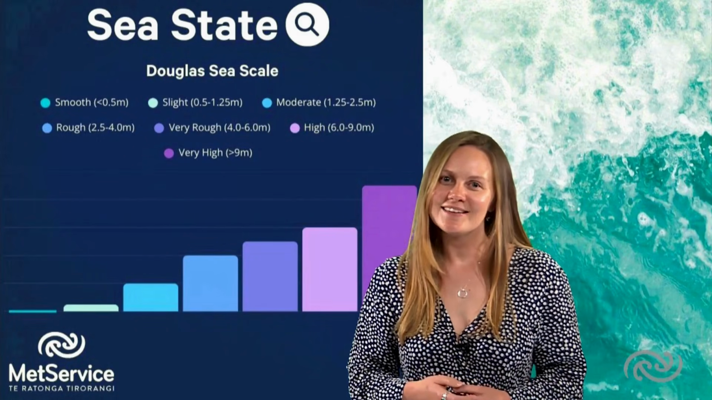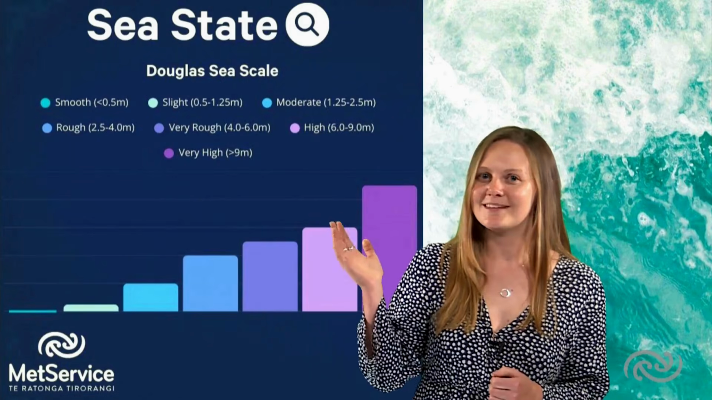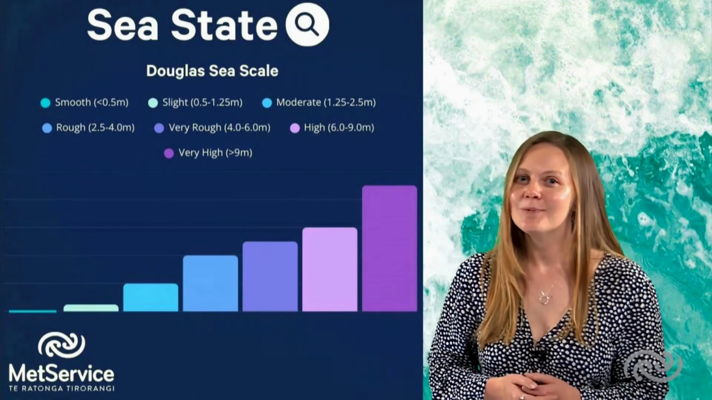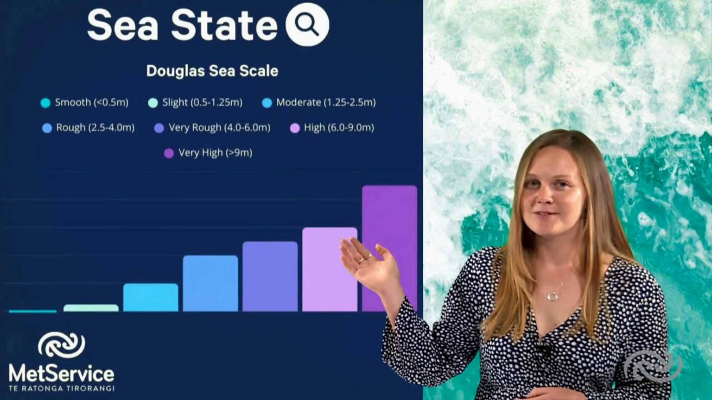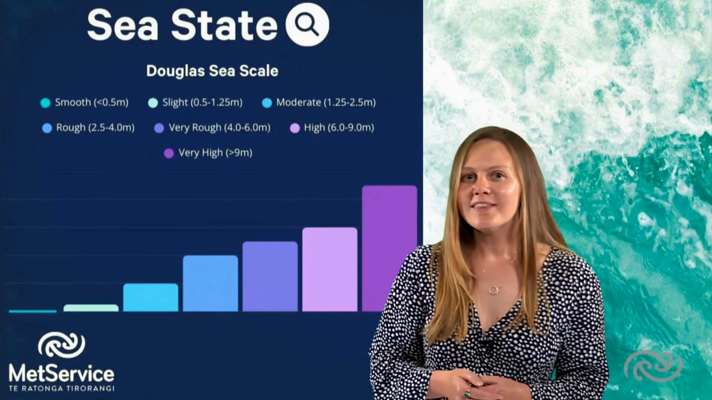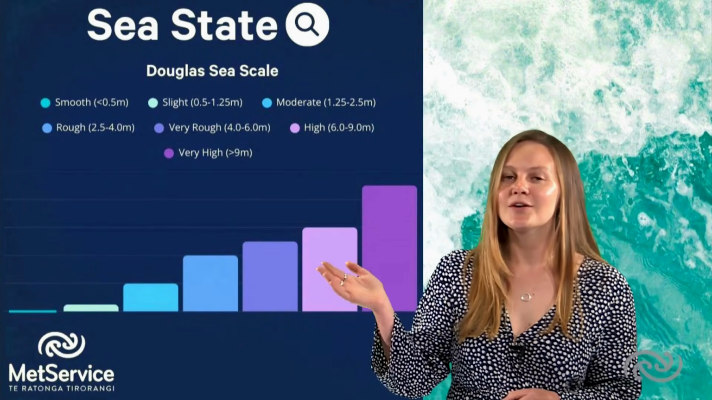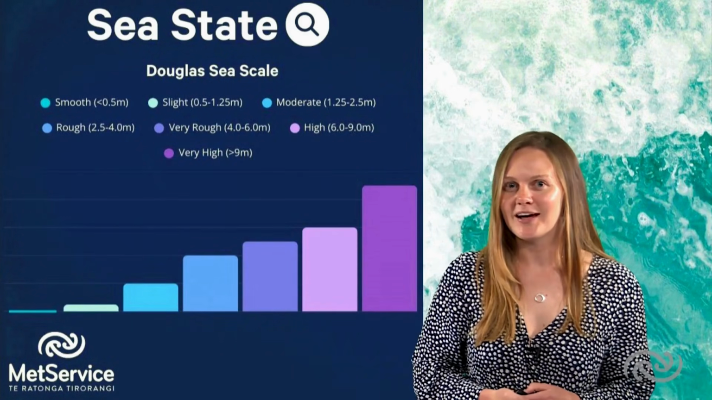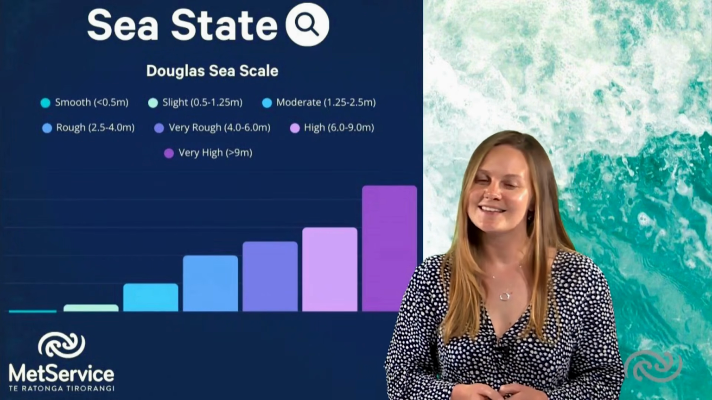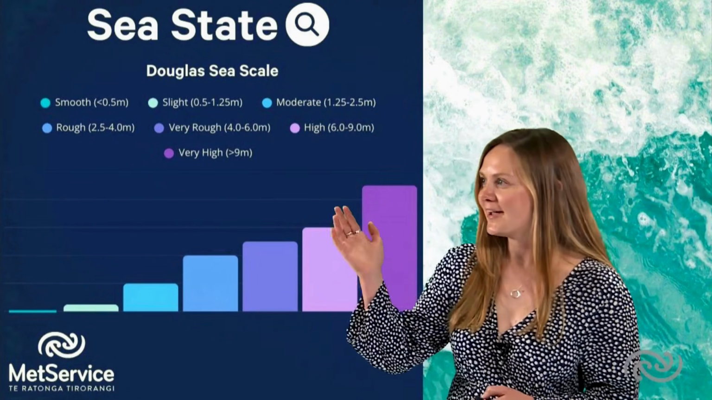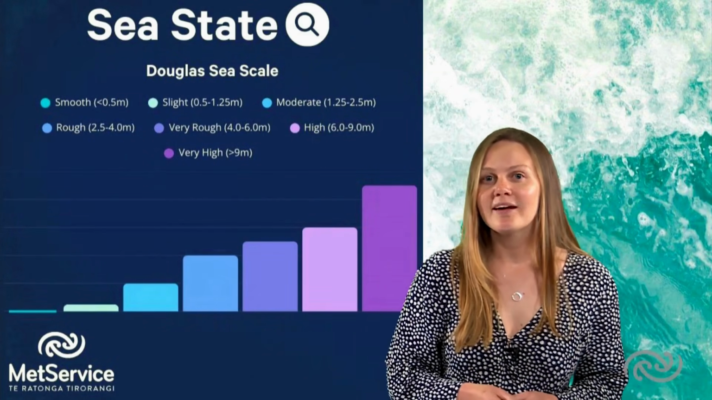Back in the 1920s, it was investigated further exactly how different wind speeds affect wave heights. And they were put into different categories, from smooth, slight, up to very high here. And what that does, it's an internationally recognized scale, and we use this according to the wind speeds in our forecast. For example, a smooth sea state will be waves less than 0.5 meter, whereas very high, we're looking at waves above 9 meters, and this is all down to the wind.